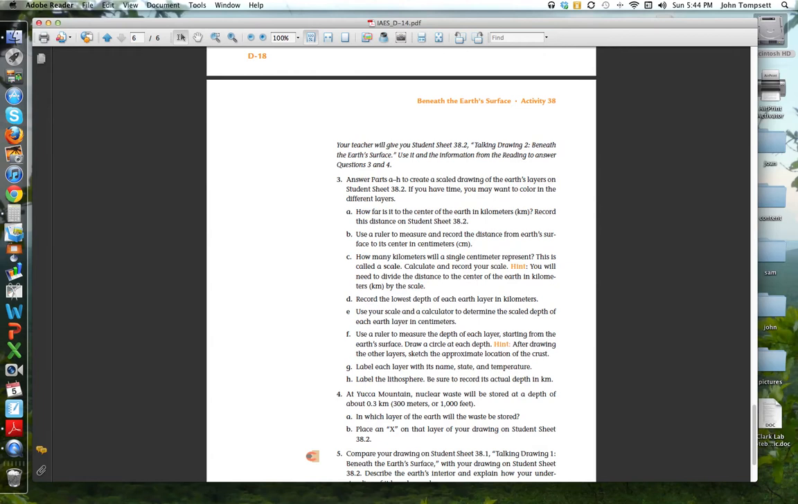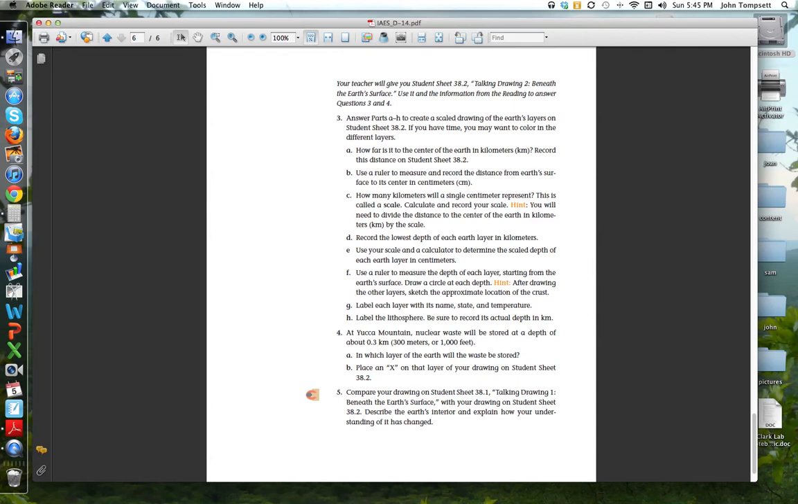Then you get down to number 4. It says, at Yucca Mountain, nuclear waste will be stored at a depth of about 3/10 kilometers, or 300 meters, or 1,000 feet. So it's asking you in A, in which layer of the Earth will the waste be stored? So use these measurements to determine what layer that is. Then on your worksheet 38.2, place an X on that layer of your drawing so that it's identifiable.